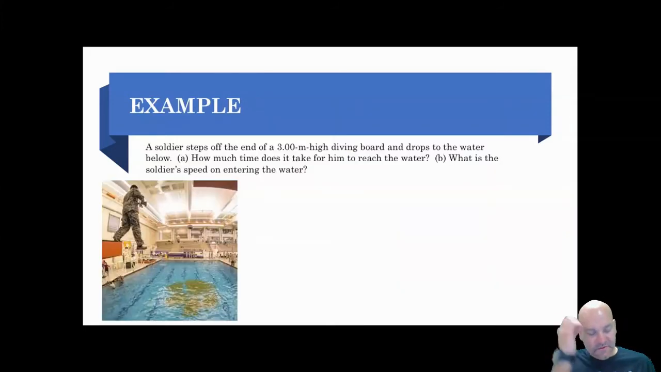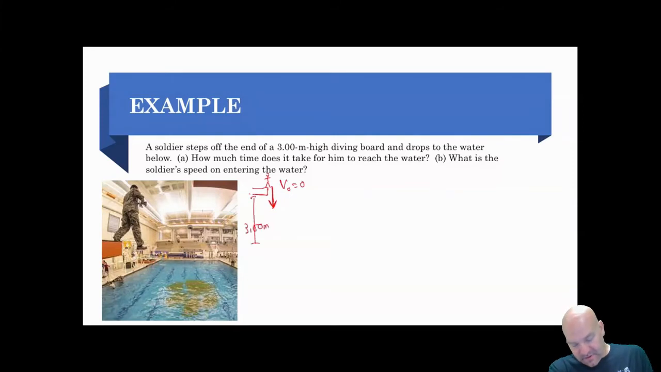All right, so let's look at some examples. A soldier steps off the end of a 3-meter high diving board and drops to the water below. How much time does it take for him to reach the water, and what is the soldier's speed on entering the water? If you think about it, you've got your soldier up here. They're going to step off, which tells you that their initial velocity will be 0. It's like a drop situation.